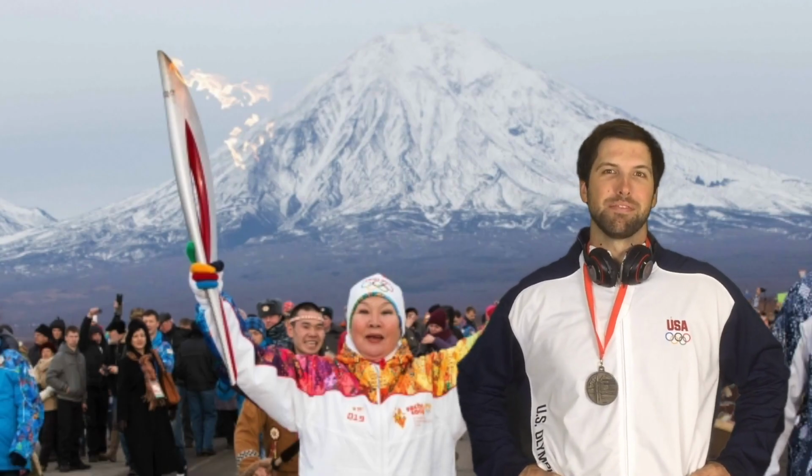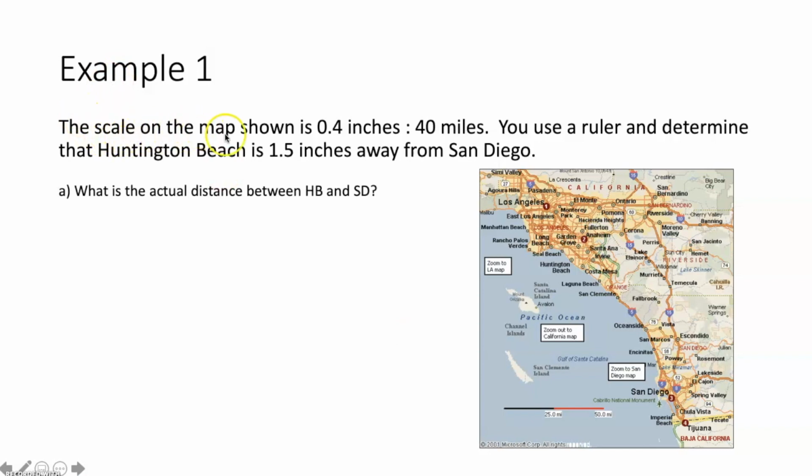It's example time. Example 1 says the scale on the map shown is 4/10 of an inch to 40 miles. You use a ruler to determine that Huntington Beach is 1.5 inches away from San Diego. The first thing we're going to do is figure out the actual distance between Huntington Beach and San Diego. We're going to find the actual distance by setting up a proportion. The scale you're given for the map is going to be the ratio on one side. So we're going to have 4/10 over 40, equal to the inches given on the map, 1.5, over the actual distance from Huntington Beach to San Diego, which we don't know, so we're going to call X.